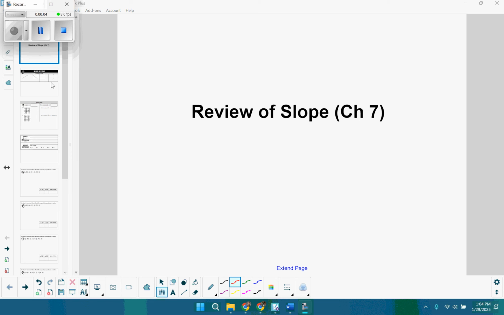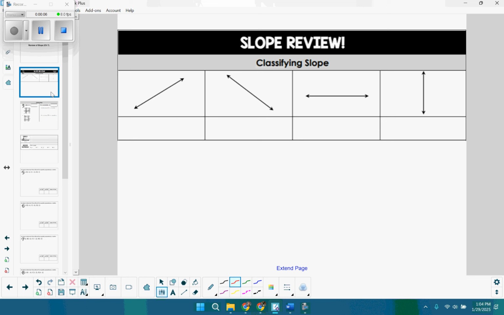This lesson is discussing slope. The slope of a line is how much it rises or falls as it's moving left to right. So when it's going up from left to right, that is a positive slope. When it's going down from left to right, that is a negative slope. If it's going across like a horizontal line, that is a zero slope.